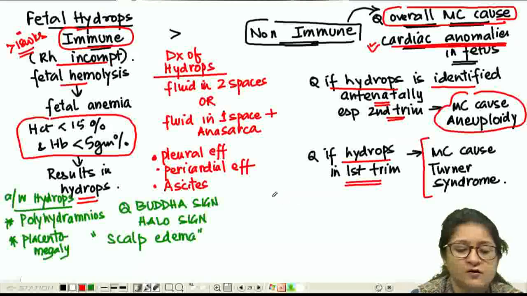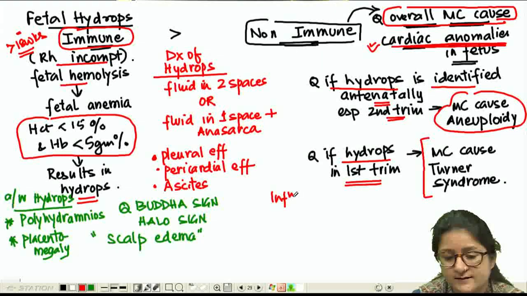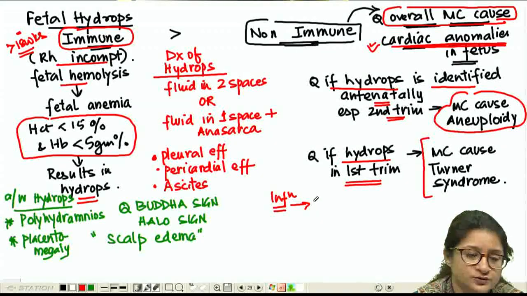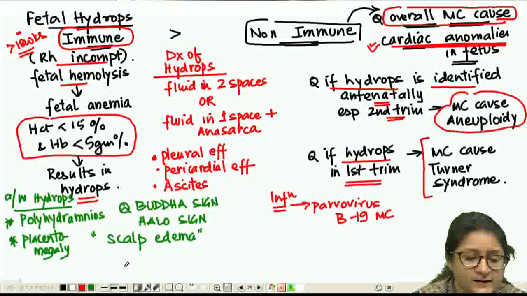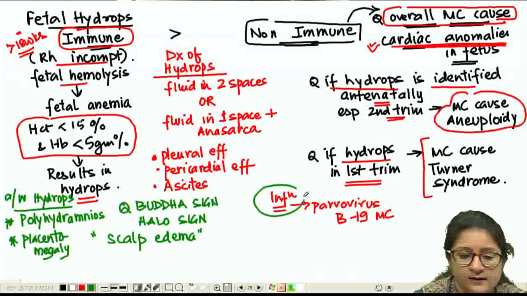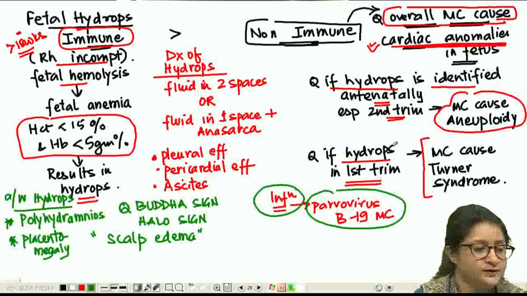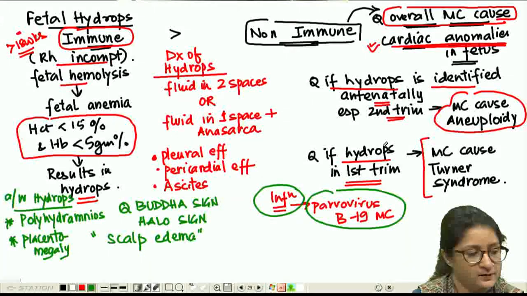Then other causes are obviously infections, and among all the intrauterine, in utero infections, parvovirus B19 is the most common. All right, so in utero infections can be many, but among all those infections, parvovirus B19 is the most common.